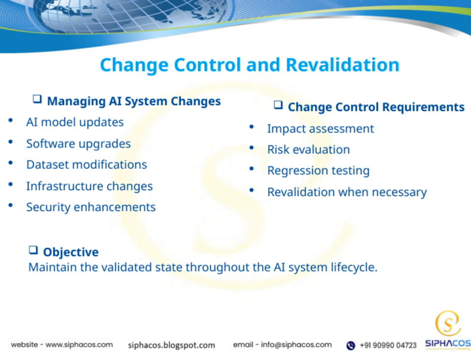Security enhancements are also a vital part of this process, protecting the system against vulnerabilities and ensuring data integrity. All these elements, impact assessment, risk evaluation, testing, revalidation, and controlled change management, are interconnected. They help us maintain trust in our AI systems and ensure that they remain effective and compliant throughout their life cycle. This continuous oversight aligns with our overall goal, delivering safe, reliable AI solutions that adapt responsibly over time.